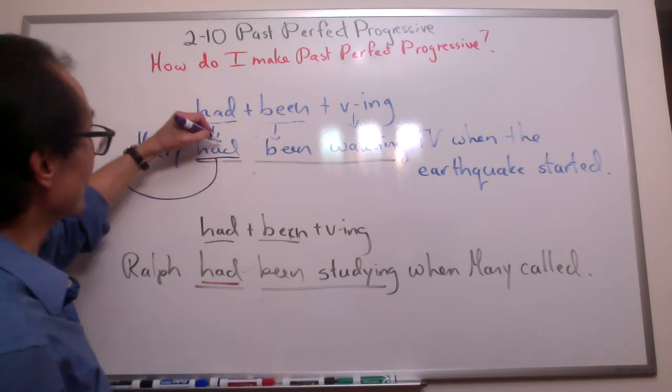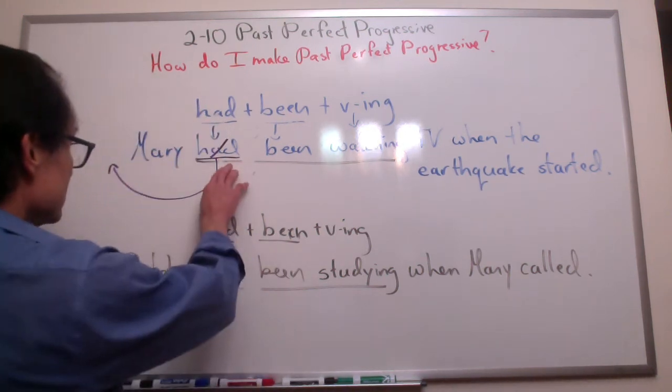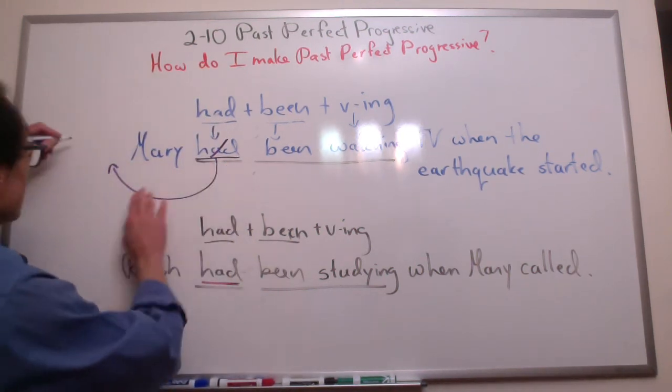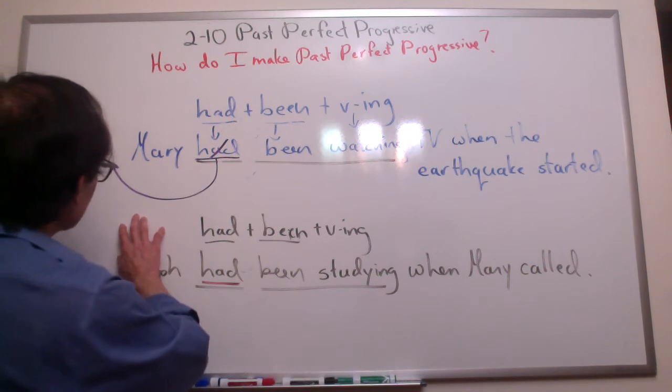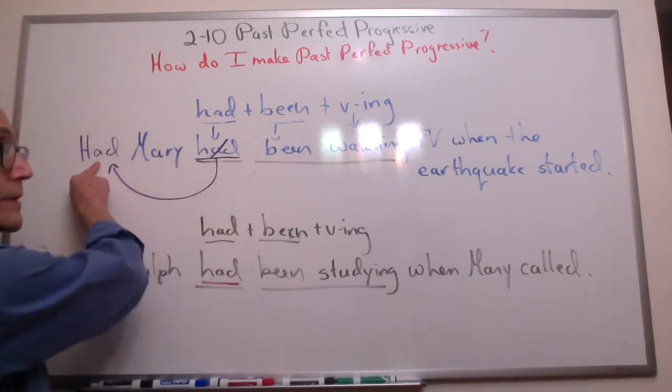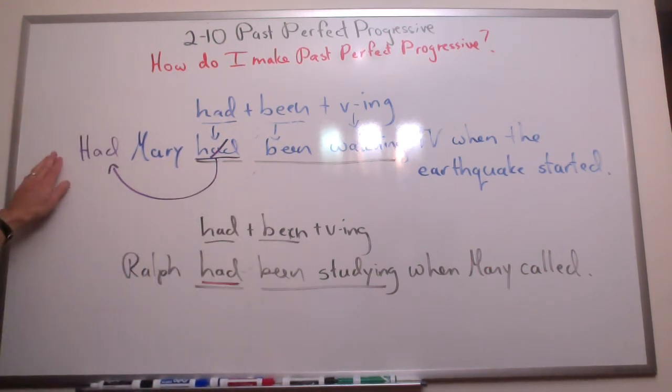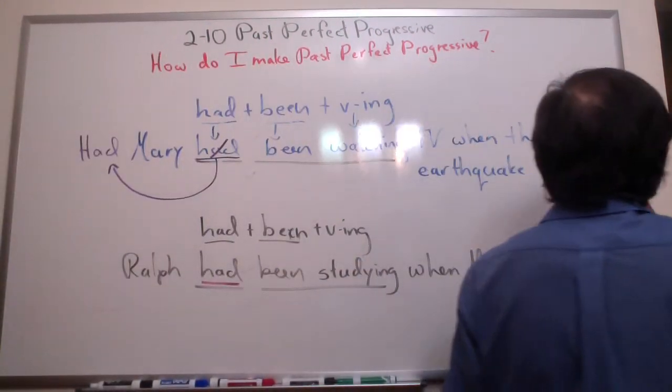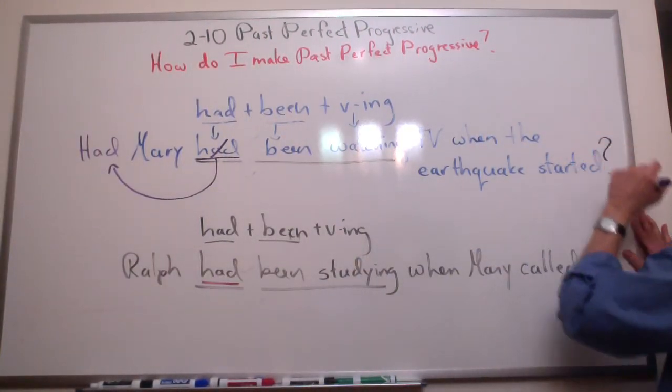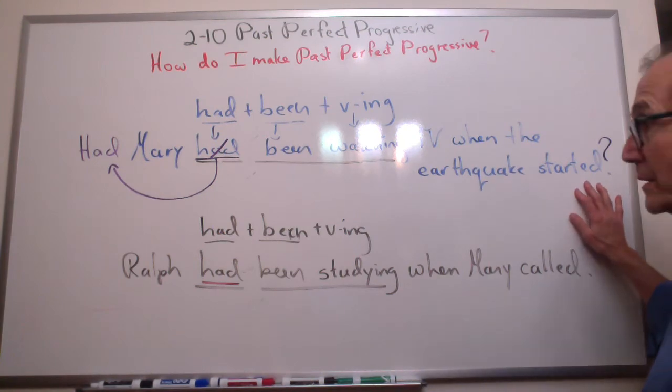So if I want to make a question, I take had out here and I put had here at the beginning. I move it in front of the subject. And so the question becomes, had Mary been watching TV when the earthquake started?